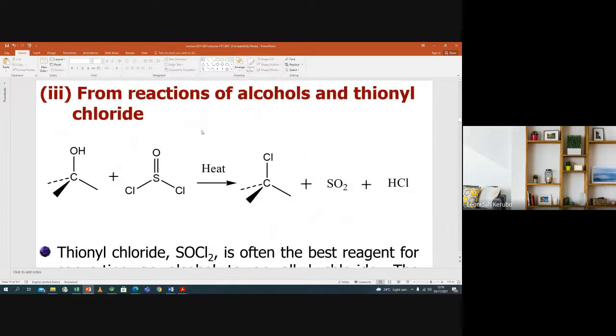Another way in which you can synthesize alkyl chlorides from alcohols is to use thionyl chloride. So reacting alcohols with thionyl chloride can result in alkyl chlorides. And then you have 2 additional products: sulfur dioxide and also hydrochloric acid. But one of the advantages of this reaction is that these 2 are gases, so they easily get evolved from the reaction mixture, and you get the product in high yields.